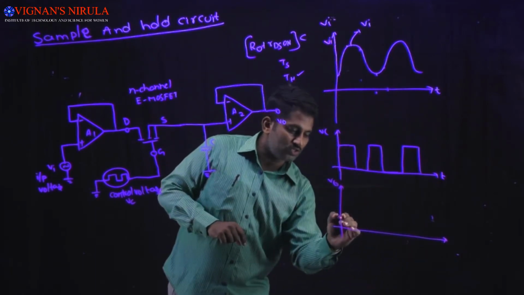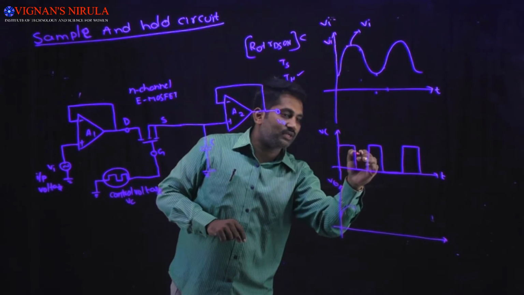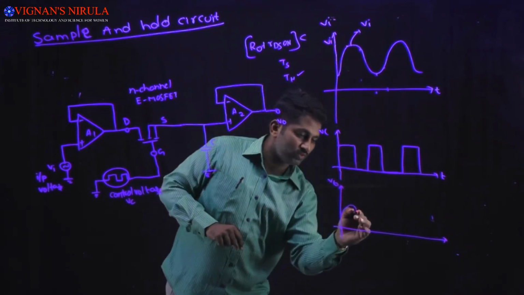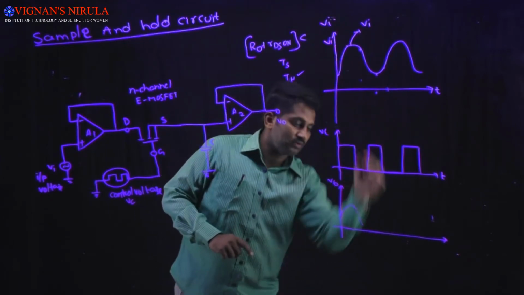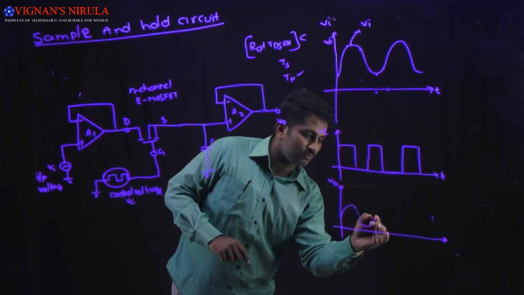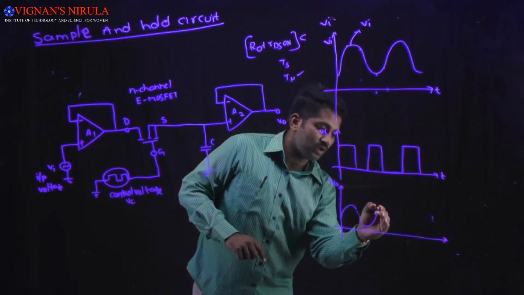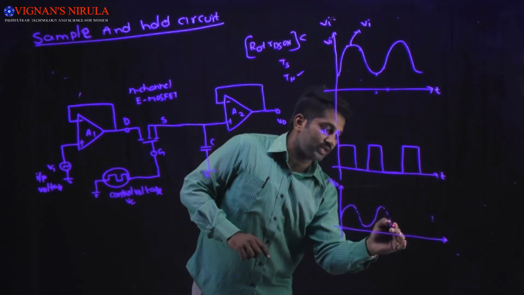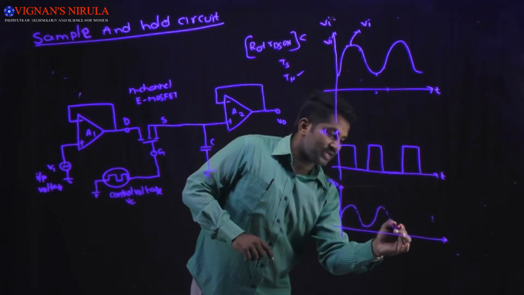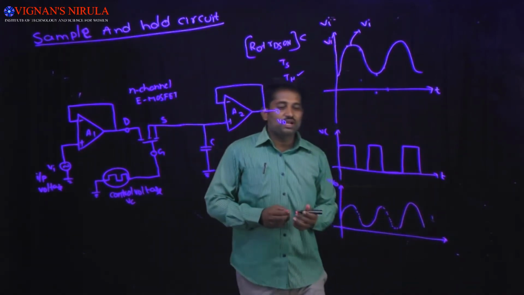Whenever it is positive, we are getting the voltage. Whenever it is 0, then it holds on to the previous value, and here once again it is positive, so the negative is as it is coming, and once again here it is 0, so it is holding. So once again it is positive, so we are getting the waveform like this.